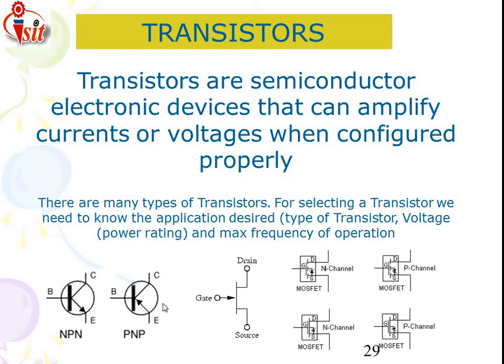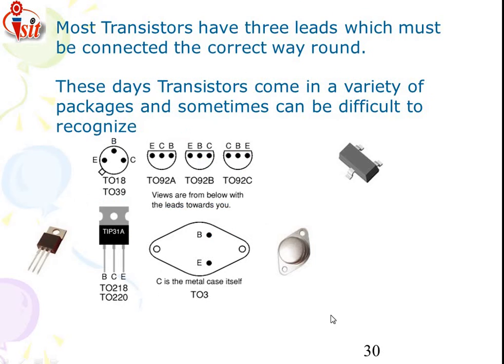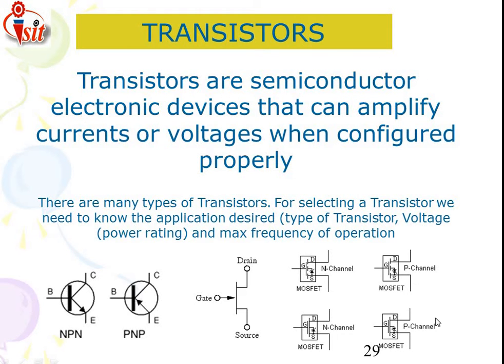This is an NPN transistor and this is a PNP transistor. For the transistor, the symbolic diagram is shown over here. This is a drain terminal, this is a gate terminal, and this is a source terminal. This is a MOSFET for N channel, this is also a MOSFET for N channel, this is related to P, and this is also related to P channel.